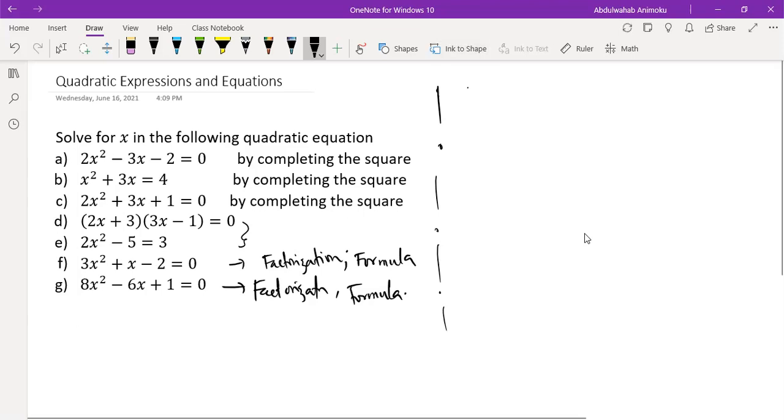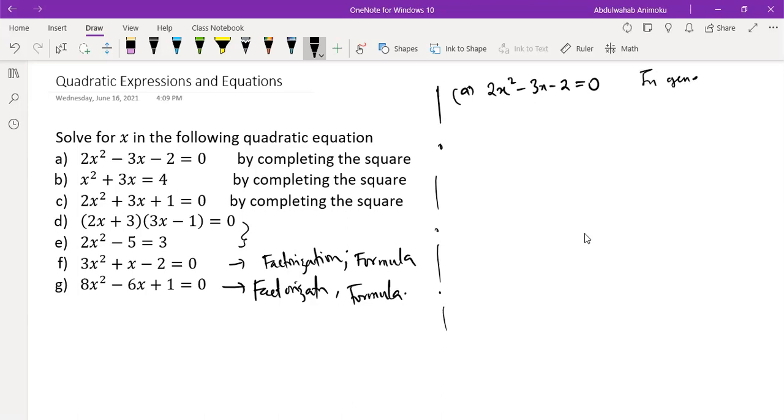So for the first problem, how do we use the completing the square method to solve a quadratic equation? Looking at the problem, we have 2x squared minus 3x minus 2 equal to 0. Now, one thing you have to know with all quadratic equations is, in general, you have ax squared plus bx plus c equal to 0, where a is the coefficient of x squared, b is the coefficient of x, and c is the constant. So in this case, a is equal to 2, b is equal to minus 3, c is equal to minus 2. This information will be very useful later on when we're using the formula method.